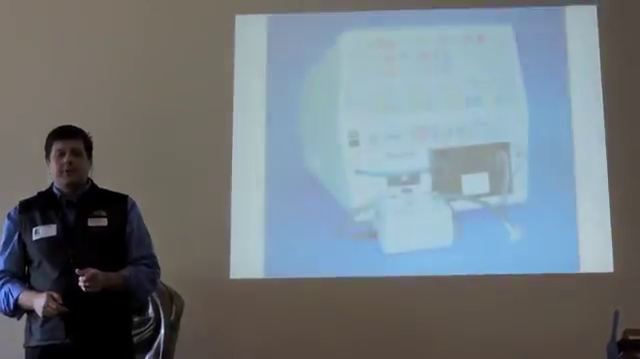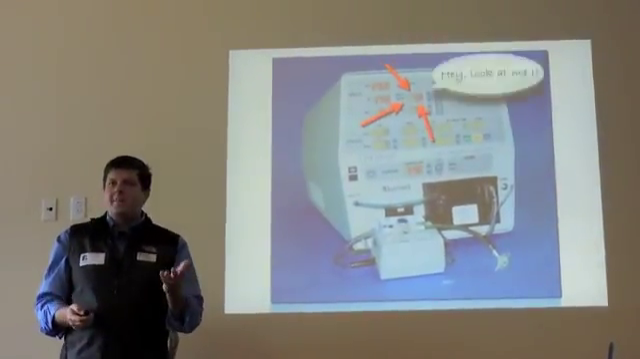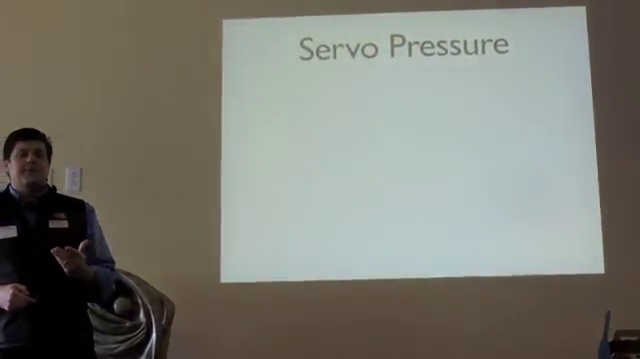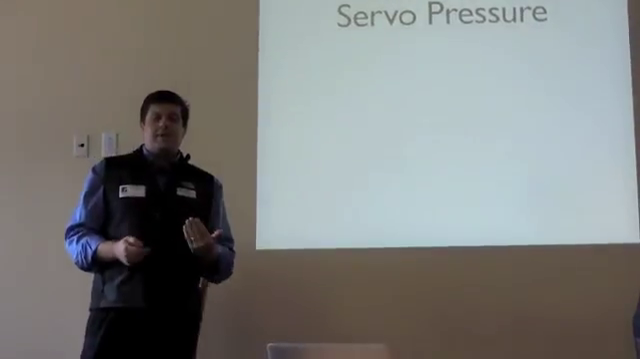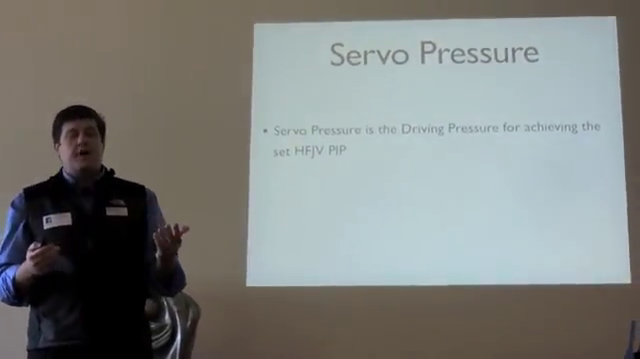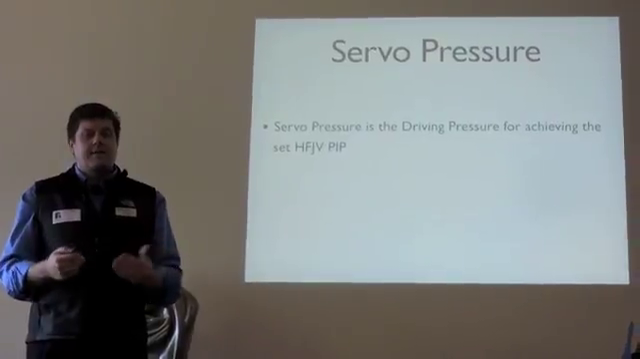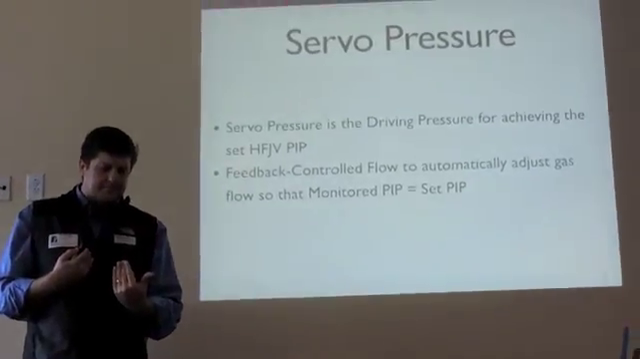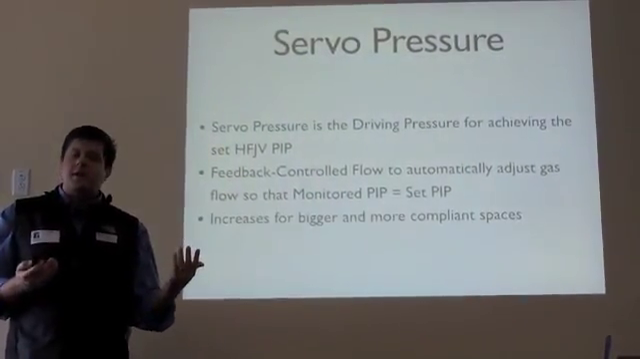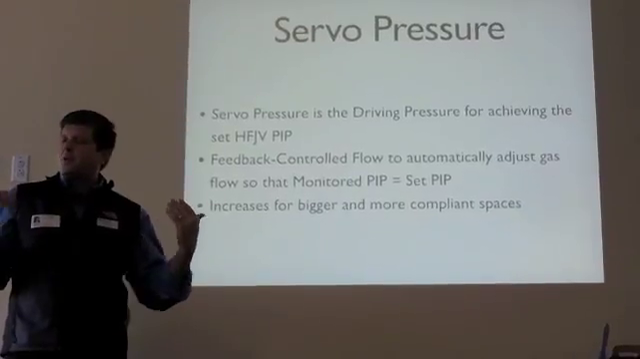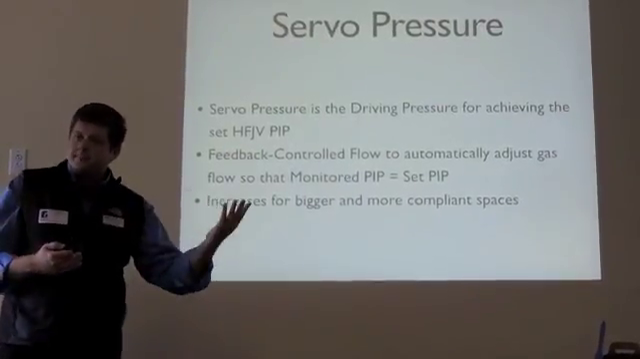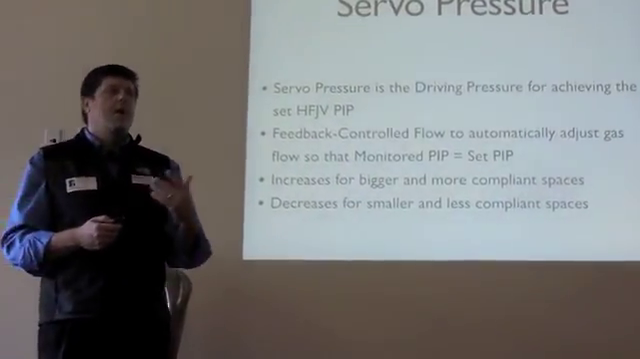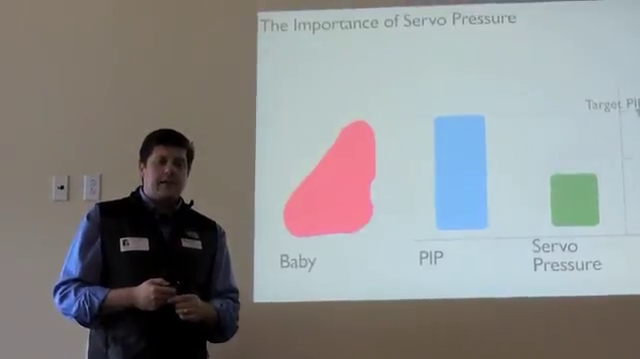But what about this servo pressure thing? I know we chart it, but I think it's often overlooked as far as its importance. Servo pressure is essentially the gas flow required to meet your PIP. It's nothing you set. The jet automatically figures it out and automatically delivers it. By definition, it's the driving pressure to reach your set PIP. But what it is, guys, is simply gas flow. It's an automatically controlled gas flow going in to reach your PIP, and it's based upon the monitored pressure that you're receiving from the little jet ET tube adapter there.